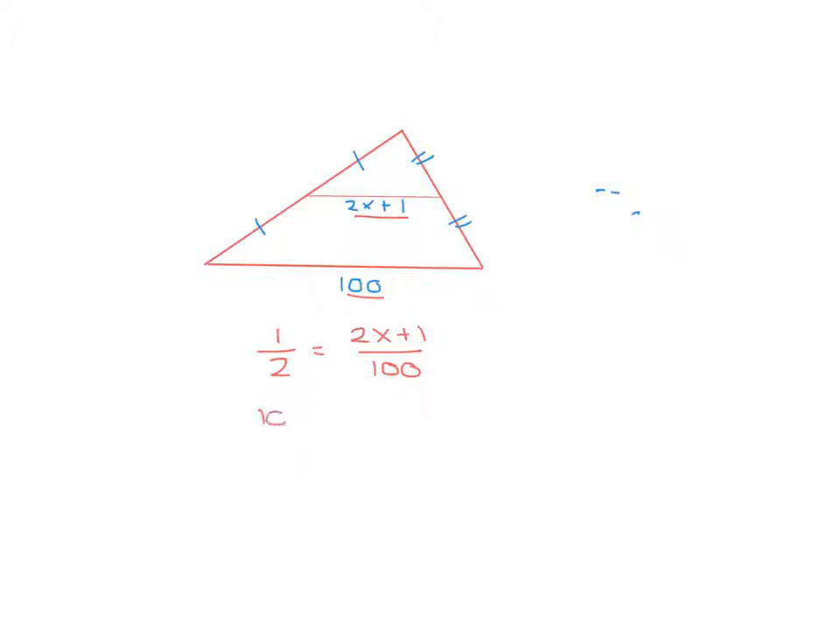Cross multiply: 1 times 100 is 100, and 2 times 2x plus 1 is going to be 4x plus 2. 100 equals 4x plus 2. Subtract 2, we get 98 equals 4x, and x will equal 24.5.